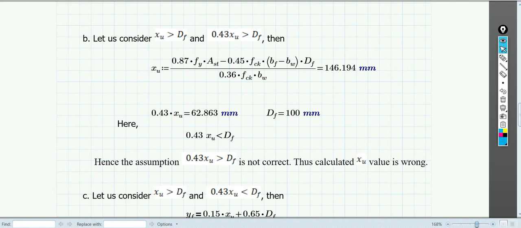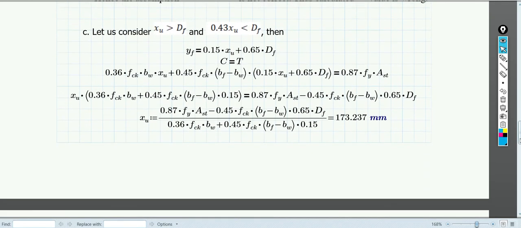So then go to the next last assumption, that Xu is greater than Df, but 0.43 Xu is less than Df. Here, if you remember, we had an empirical equation to find out the depth of the stress block, as well as the depth of the flange portion. This was an empirical equation.